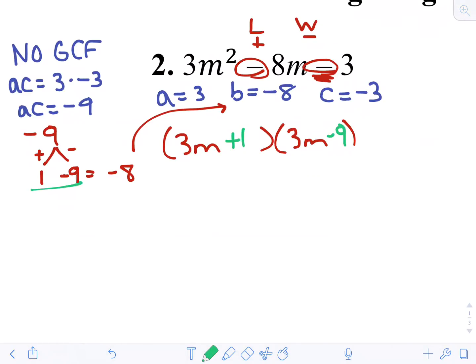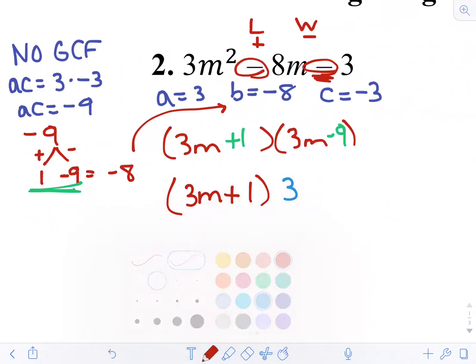-9. Okay, because it's these two numbers that you plug in. So now we're going to look and make sure we don't have any greatest common factor to pull out. This first one, there's nothing you can pull out, so it's just 3m plus 1. This second one, you can pull out a 3, so you have just m minus 3.